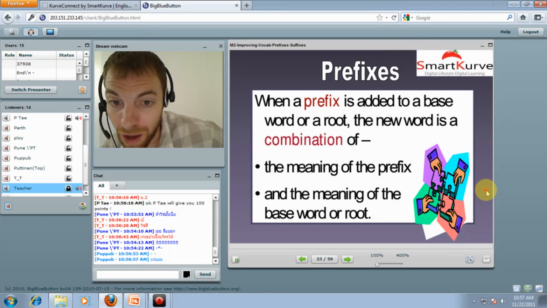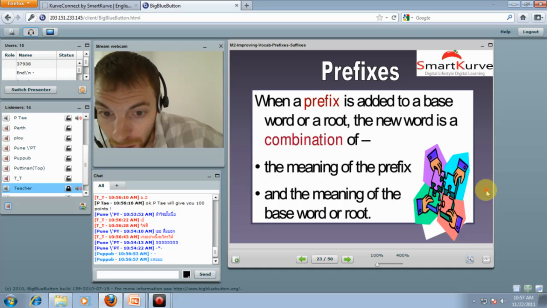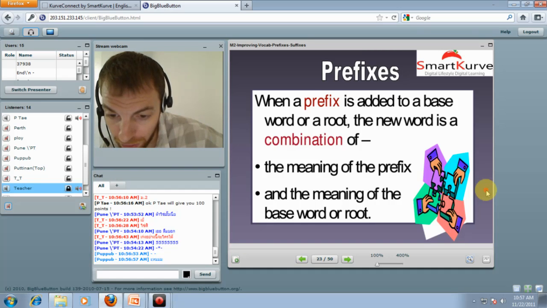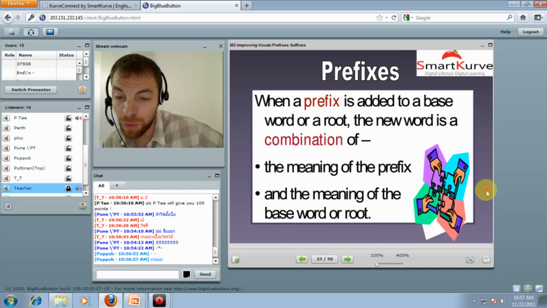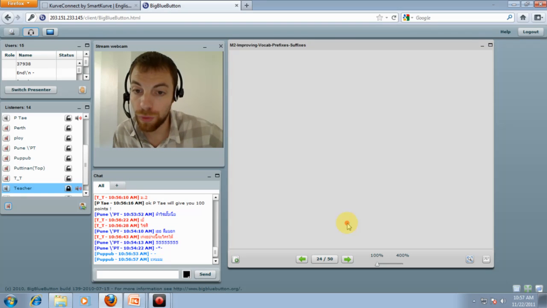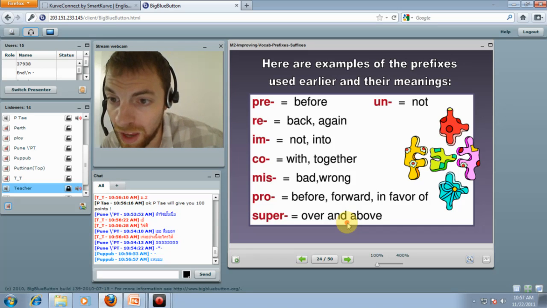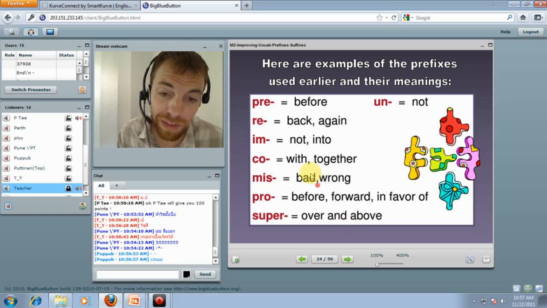Okay. Prefix. When a prefix is added to a base word, then basically it's going to be a combination of the meaning of the prefix and the meaning of the base root. So we know that. So an English word can be a prefix plus the base root. So here are some examples of prefixes used and their meanings. So let's think about these.